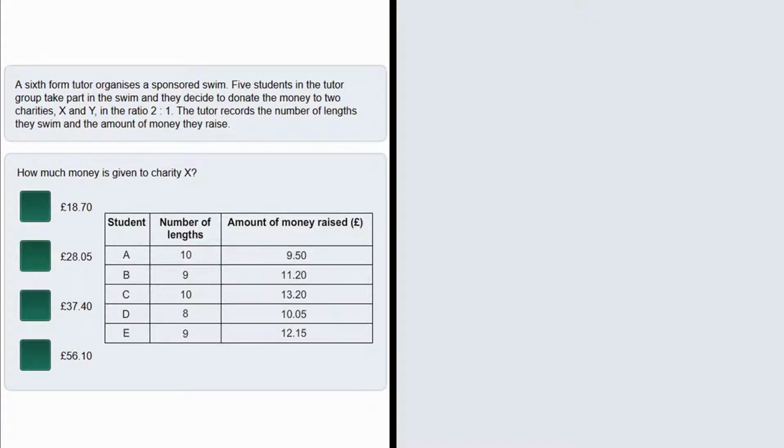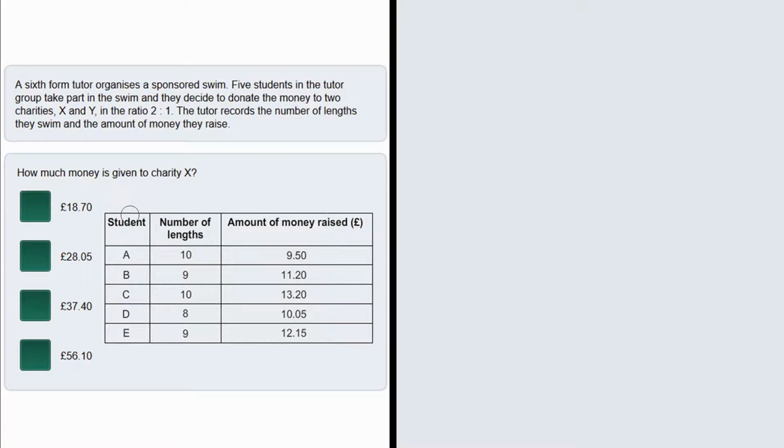In this question, we are told that 5 students take part in a sponsored swim to raise money for charity. And we are told that they are raising money for 2 charities, X and Y, in the ratio 2:1. And the question asks us how much money is given to charity X. Well, notice that we are given this table here.